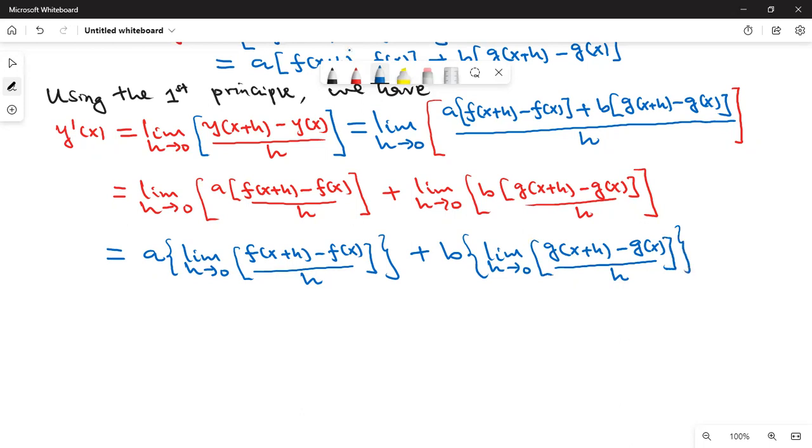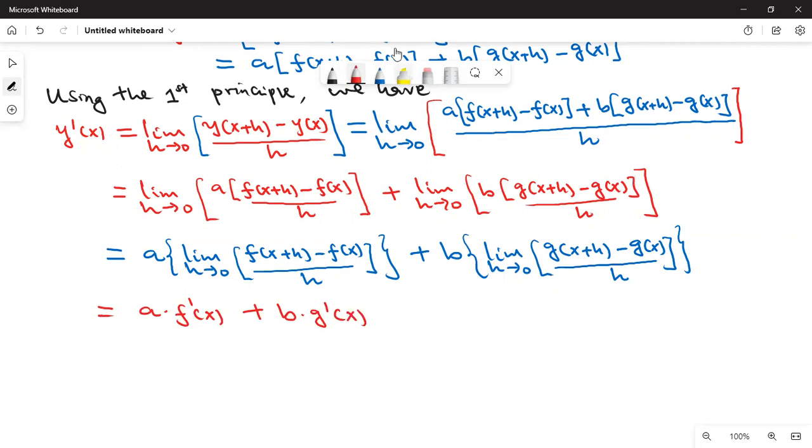Now the question is, what is the limit in the first term and what is the limit in the second term? Look at our definition of limits, first principle. This is a times f prime of x. Remember how we defined f prime of x from the first principle? It is the limit as h approaches 0 of f of x plus h minus f of x over h. What about in the second term? That is the same as b times g prime of x, again from the first principle.